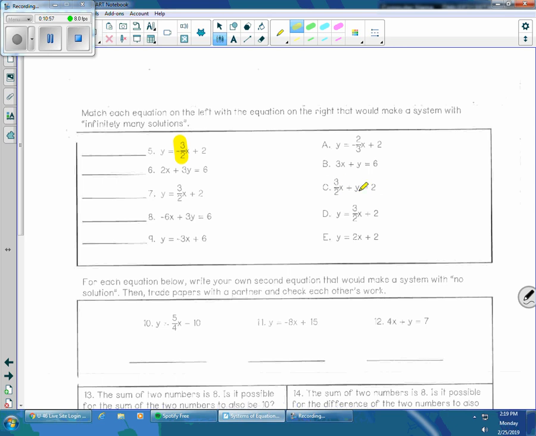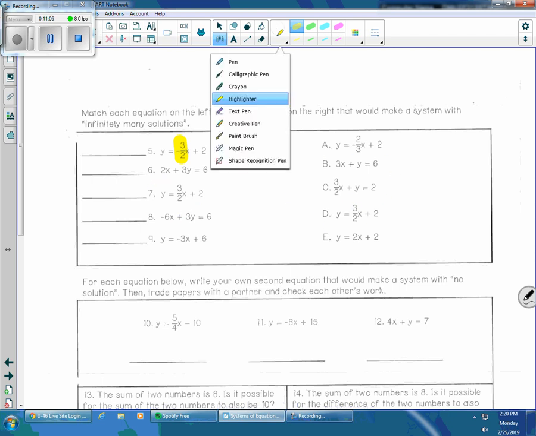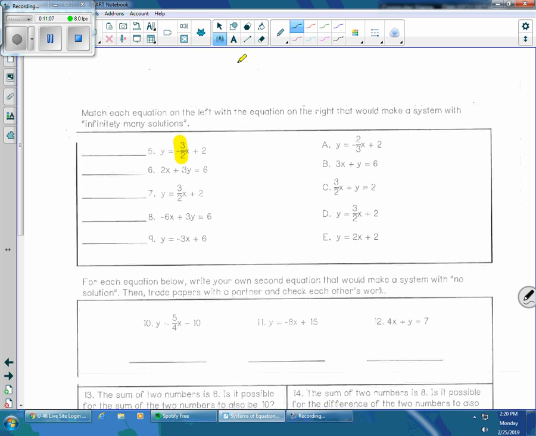Oh, we're not in slope-intercept form there, are we? Okay. +3/2. Let's get these in slope-intercept form. Let's do that first. So let me grab a pen. Anything that's not currently in slope-intercept form, let's see, B, I've got to subtract 3x from both sides. So I have y equals -3x plus 6. For C, I'm going to subtract 3/2 x from both sides.